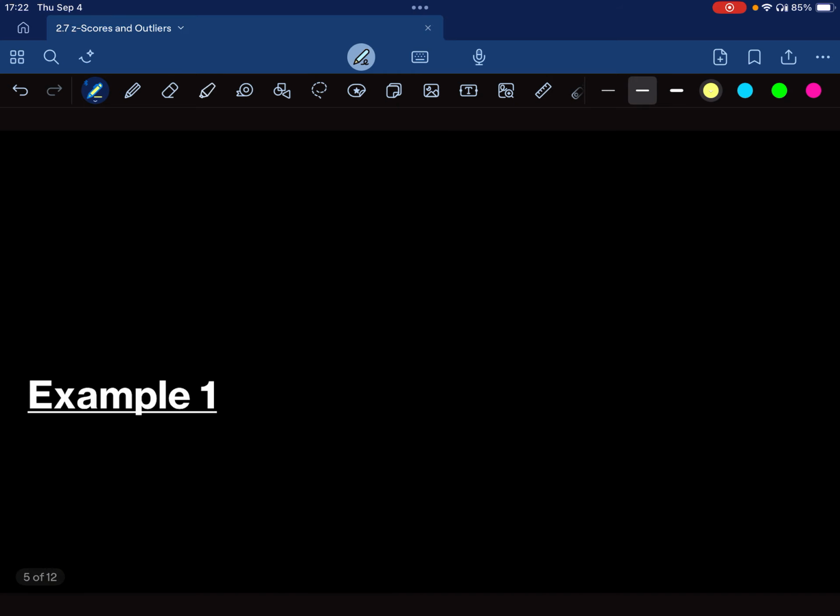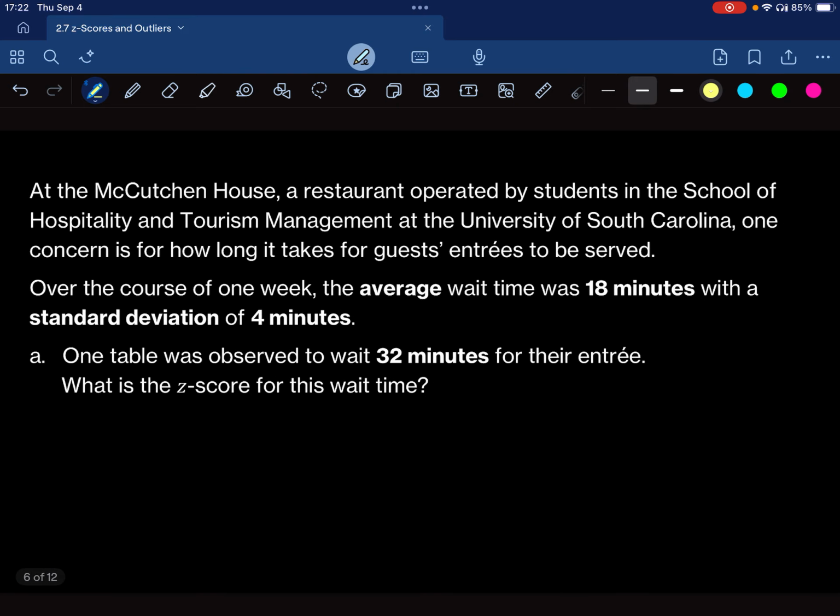I'm going to use this time to jump into an example. At the McCutcheon House, we have a restaurant operated by students in the School of Hospitality and Tourism Management at the University of South Carolina. One concern is how long it takes for guests' entrees to be served. Over the course of 1 week, the average wait time, so that is our quantitative variable, was 18 minutes. And that's our mean, with a standard deviation of 4 minutes. At this time, pause the video and try this problem on your own.